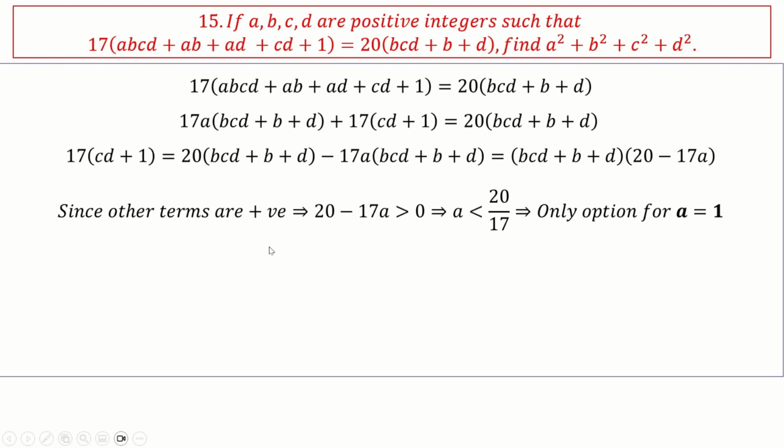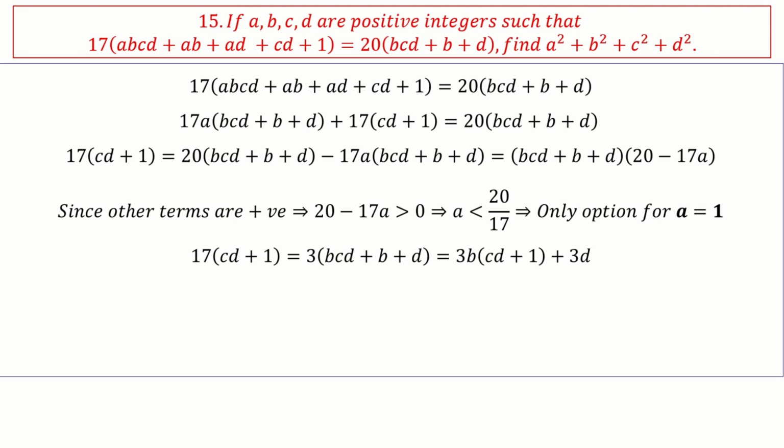Now you understand the LHS side. A, B, C, D are all positive integers. So 17 is positive, CD plus 1 is positive, BCD plus B plus D is positive. So 20 minus 17A should be positive, which means A is less than 20 by 17. So the only possible option for A is 1. A is less than 1 point something, so A has to be 1. It cannot be 0 because it's a positive integer. Now you got A, substitute it in the above equation and simplify.